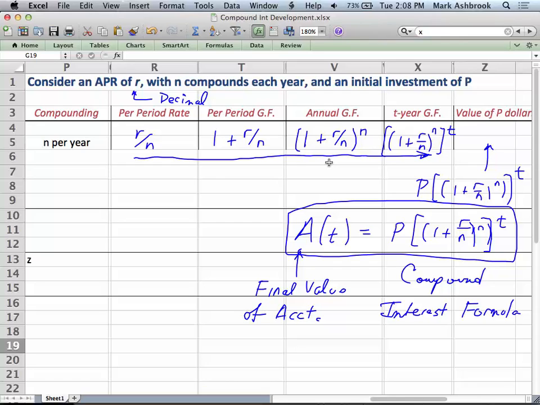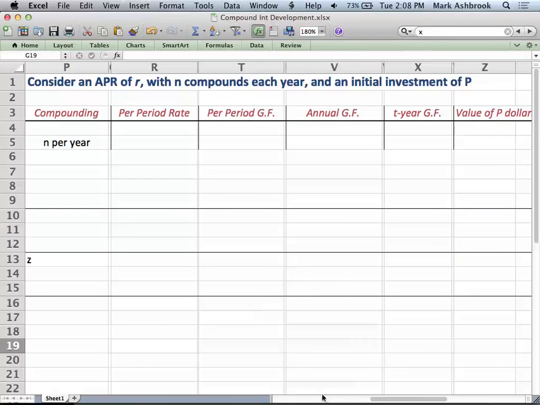So maybe in a previous course, like a high school course, you've seen this, you've done compound interest problems before. But I would guess that now you have a totally new appreciation for it because we see that it's just based on growth factors, okay? So that's pretty cool.